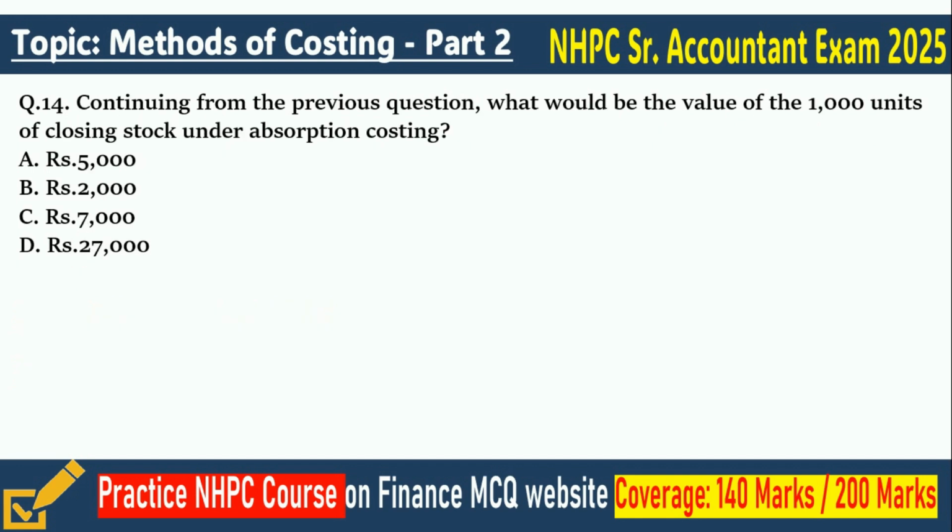Moving on. Continuing from the previous question, what would be the value of 1,000 units of the closing stock under absorption costing? So friends, in absorption costing, both fixed and variable overheads are charged to the production. So friends, here first we'll have to calculate total cost per unit.